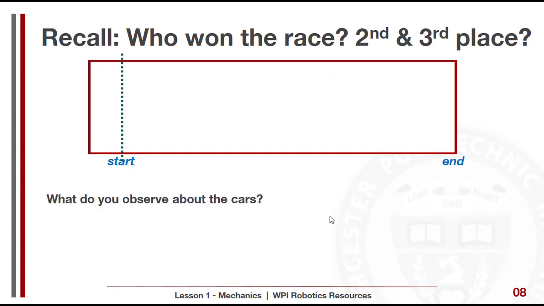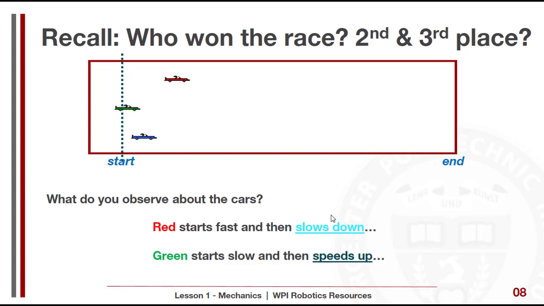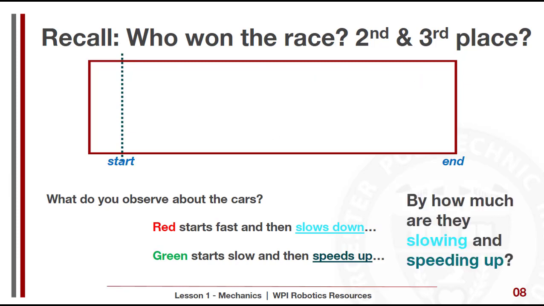Now, if you're observant, you would notice something interesting about this race, especially with the red car and the green car. If you watch closely, you would see that the red car starts off pretty fast, but then begins to slow down, whereas the green car, which starts off slow, begins to speed up as the race goes along. Now, what does this mean, and how do we describe or measure this? And so the question is, by how much are they slowing down and speeding up?